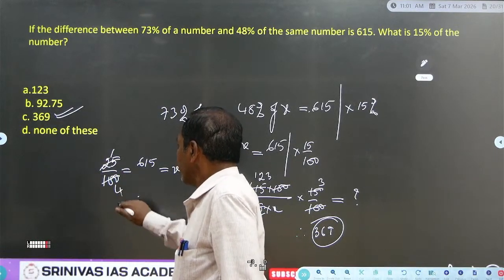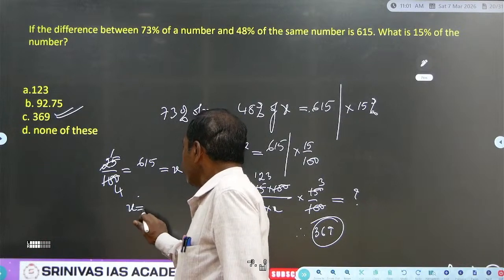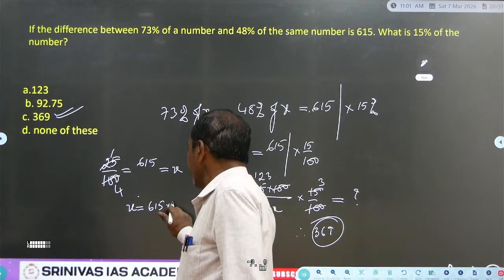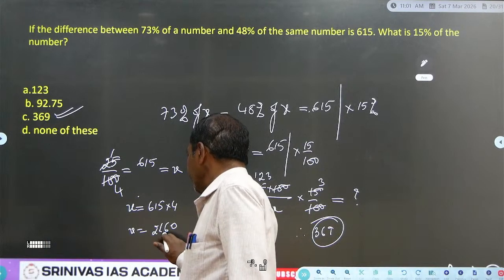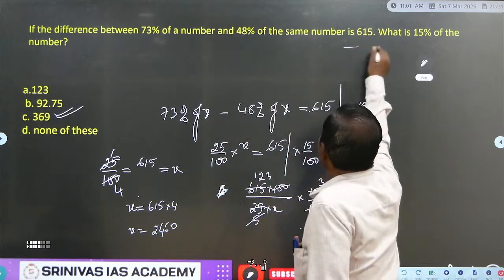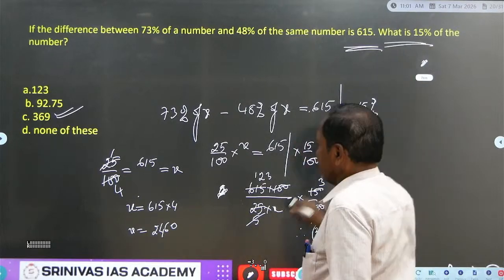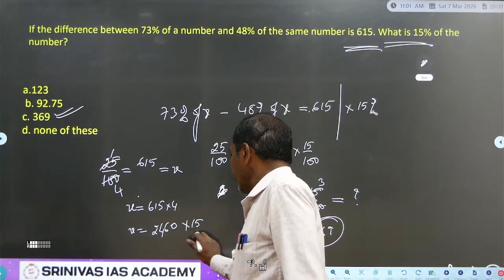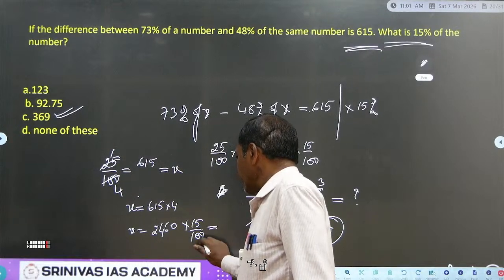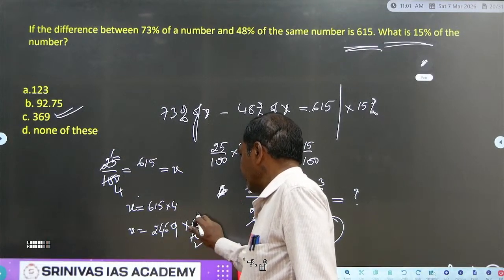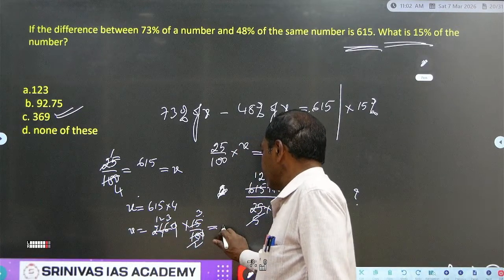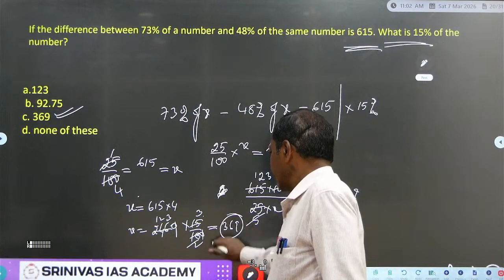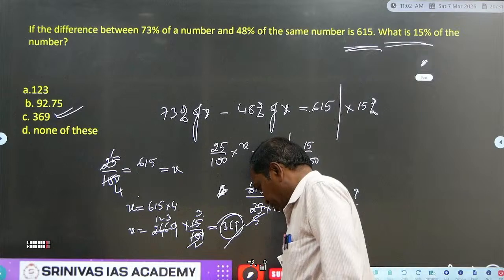25 fours are 100, so x equals 615 into 4. 4 5s are 20, 6 4s are 24. This is the x value. But it's asking what is the 15% of that number. So into 15 by 100. The 0s cancel here, 5 2s, 5 3s here. 1 2 3 into 3 is what? 3 6 9. Check the calculation.